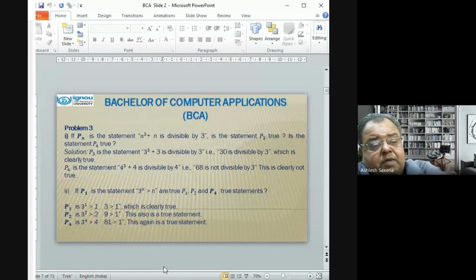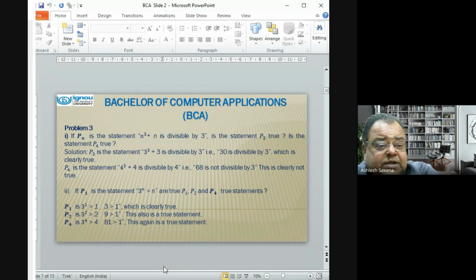Now, problem number 3. If Pn is the statement n cube plus n is divisible by 3, is the statement P3 true? Is the statement P4 true? Nothing to do. You have to replace n by 3 in the first case. That will become 30. 30 is divisible by 3. But when you are keeping 4 in n cube plus n, it becomes 68, which is not divisible by 3.